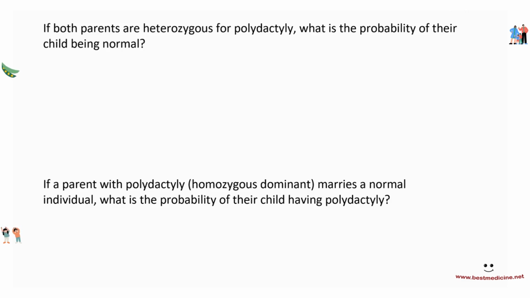Now the next question is, if both parents are heterozygous for polydactyly, what is the probability of the child being normal? So again, the first thing you do is you write down the genotypes of the parents. As both parents are heterozygous, we're going to write capital D small d, and capital D small d. And then go ahead and do a monohybrid cross Punnett square for them.